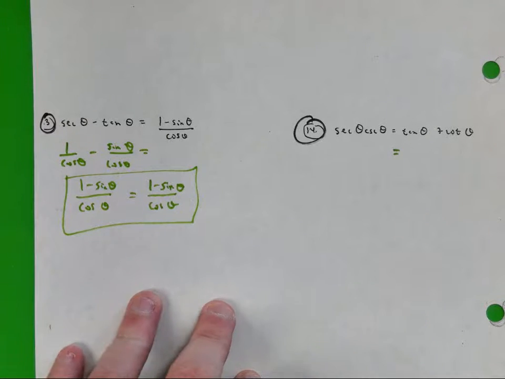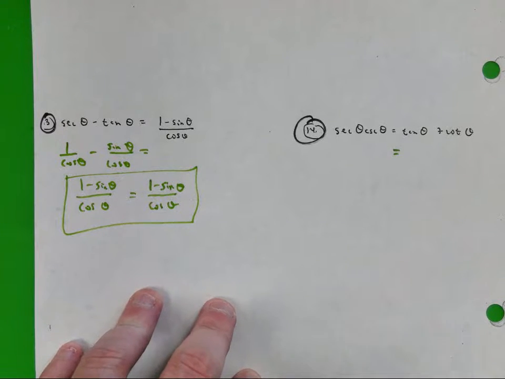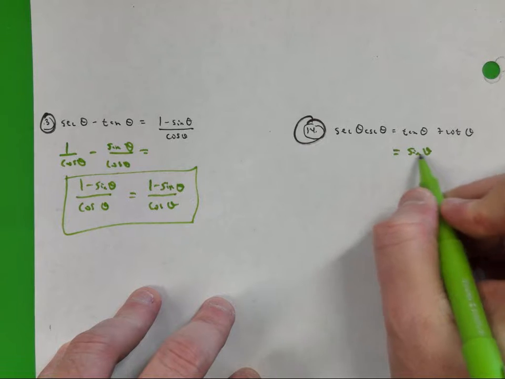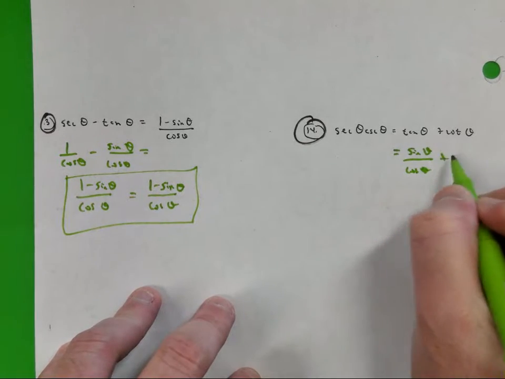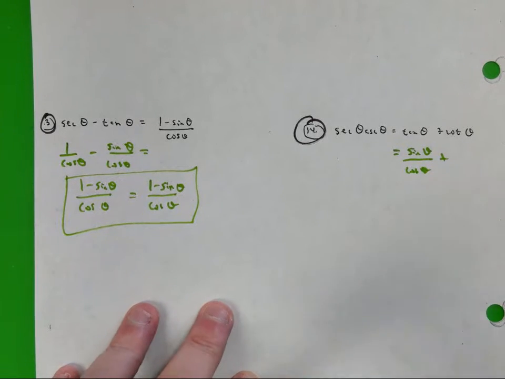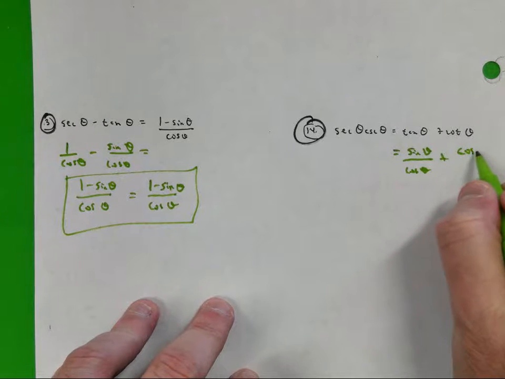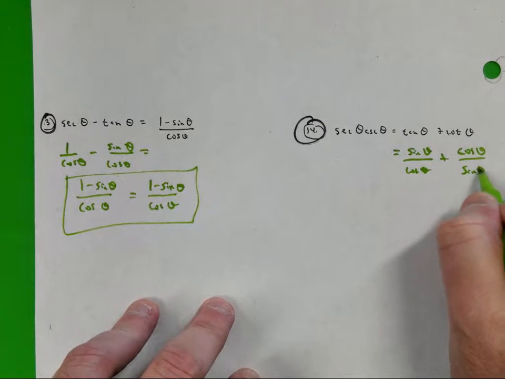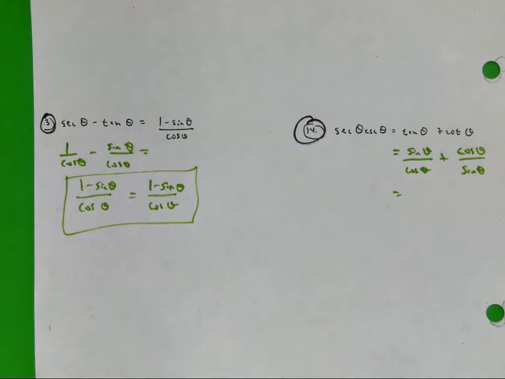How can I break tangent down, Kylie? Very good. Sine theta over cosine theta. How can I break cotangent down, Matthew? Cosine theta over sine theta. Very good. Now I have it broken down like that. Jaden, go back to my toolkit. Which strategy would I use next?